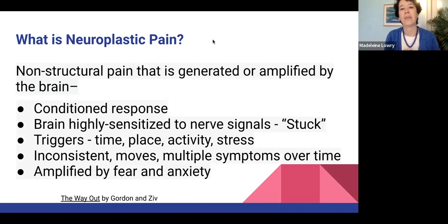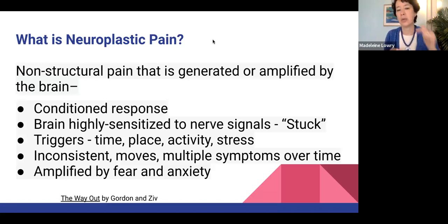It is chronic. The triggers for these kinds of conditioned responses or conditioned behaviors may include time of day, certain places, certain activities, certain body positions, certain stressors, pressures, tensions. You may find that your pain is inconsistent, right? Some days better, some days worse, better in certain situations and not in others. This pain may move around, or you may find that you have multiple symptoms over time.